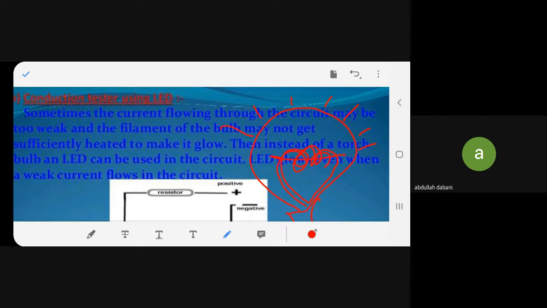So at that very moment, which sort of device will work? LED. Because LED does not require strong current to work. It can even work with weak current. So whenever weak current is flowing in the circuit, if LED is present, it can start functioning. Okay, beta?